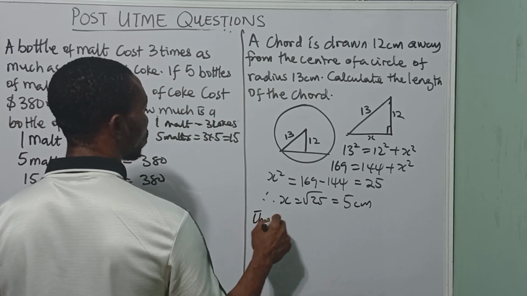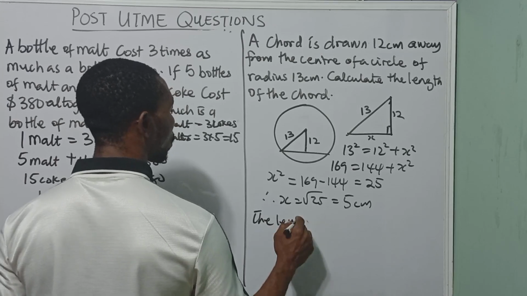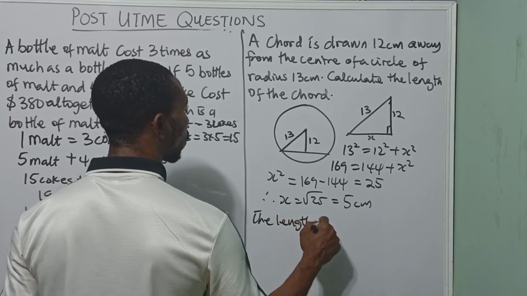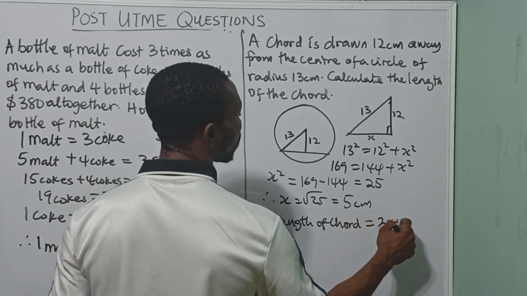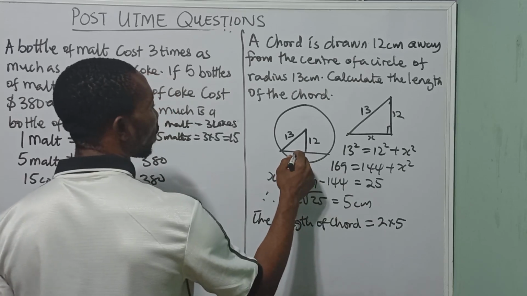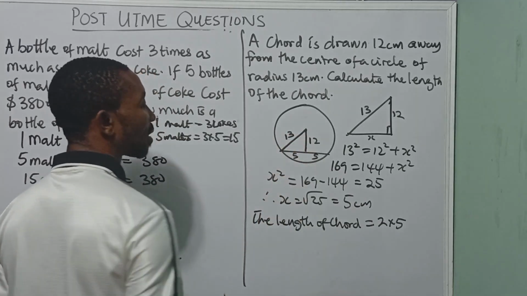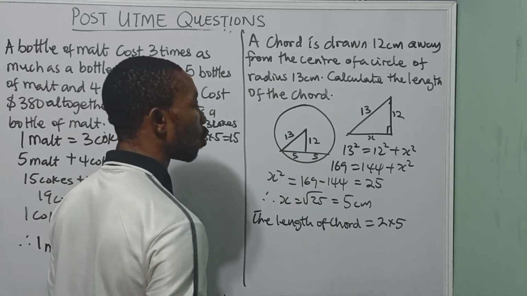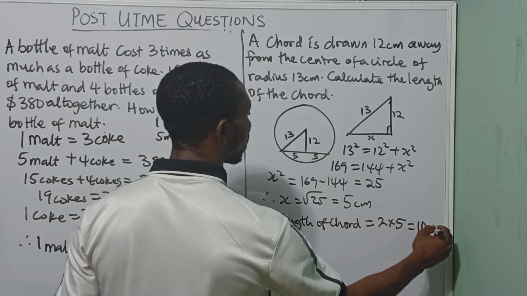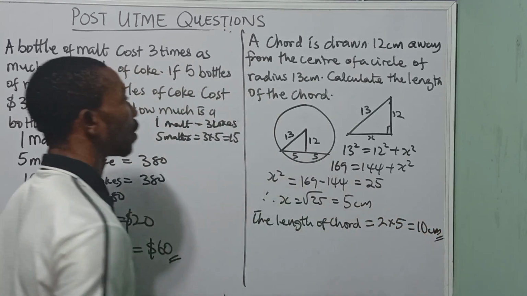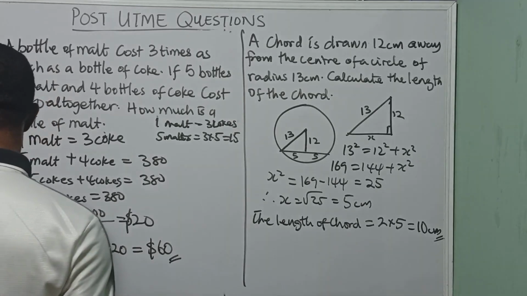The length of chord would be 2 times 5. Since this is 5, this is 5. Alright, since this line is bisecting it or dividing it into 2 equal parts, it should be 2 times 5, or 5 plus 5, which will be 10 centimeters. So the length of the chord will be 10 centimeters.